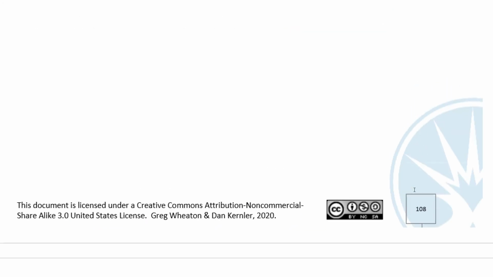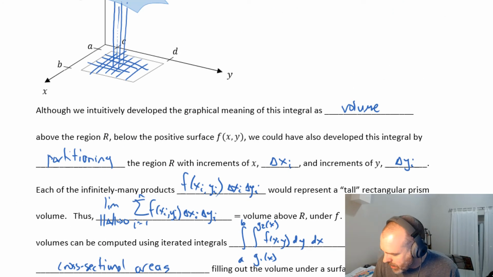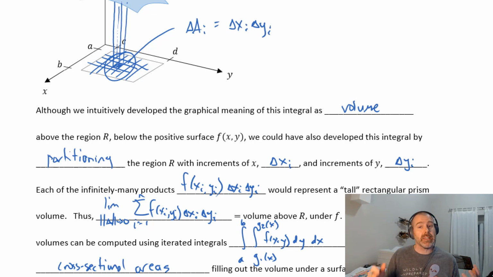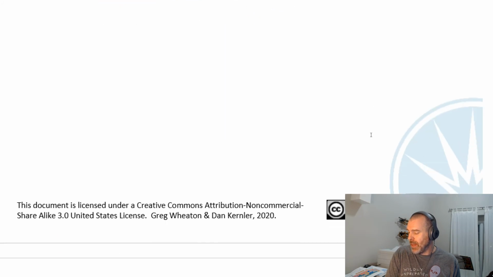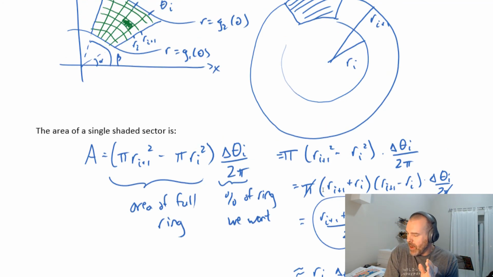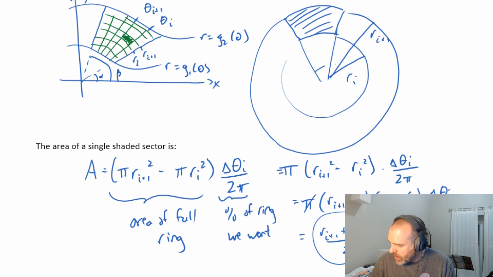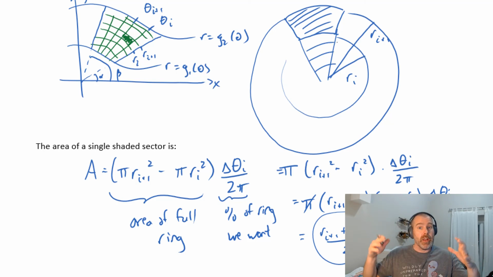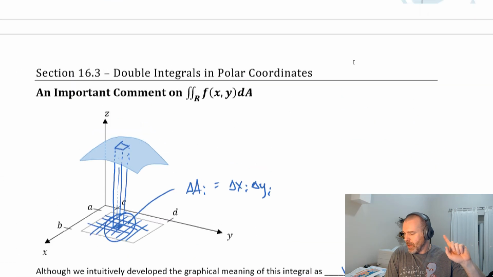Now, if you recall, the area of our representative piece up here, delta A sub i, would be delta x sub i delta y sub i. It's a rectangle. But here, it's dependent on the r. The further out you go, the bigger that gets. You can imagine as you go out, they get bigger and bigger. So they get scaled.